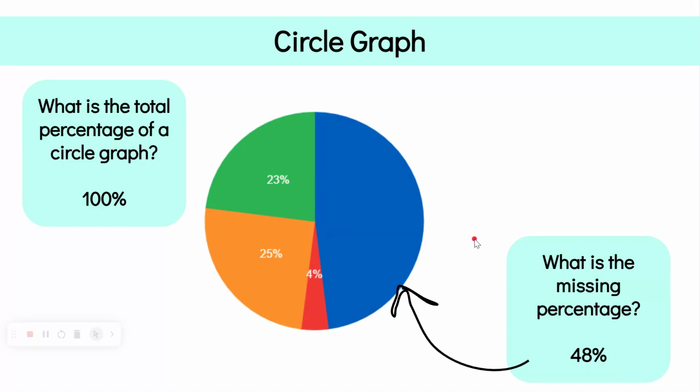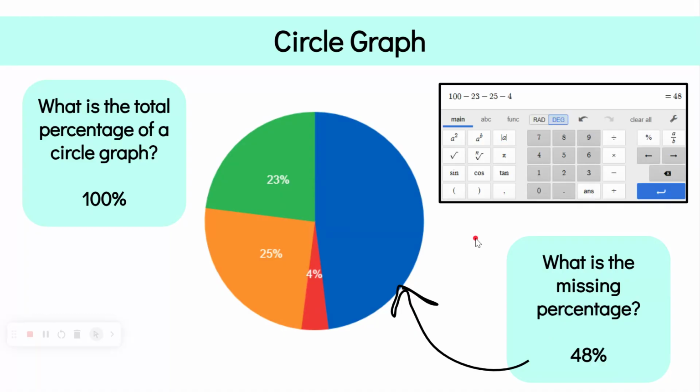We are allowed to use our calculator here. So I put in my calculator 100 minus the green, the orange, and the red section. So what I have left is the blue, which is 48%. Which looks pretty accurate. This is almost half of my circle. Half of your circle is 50%.